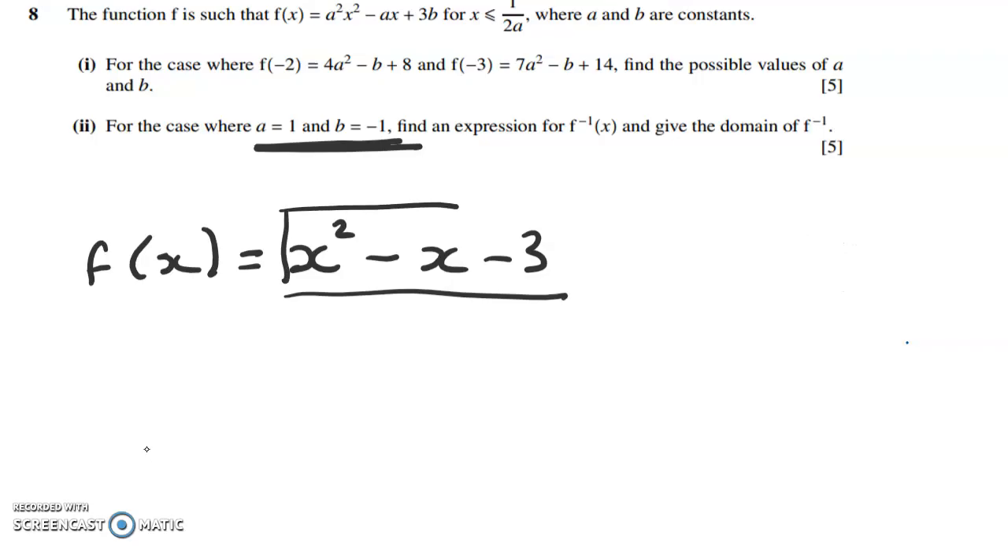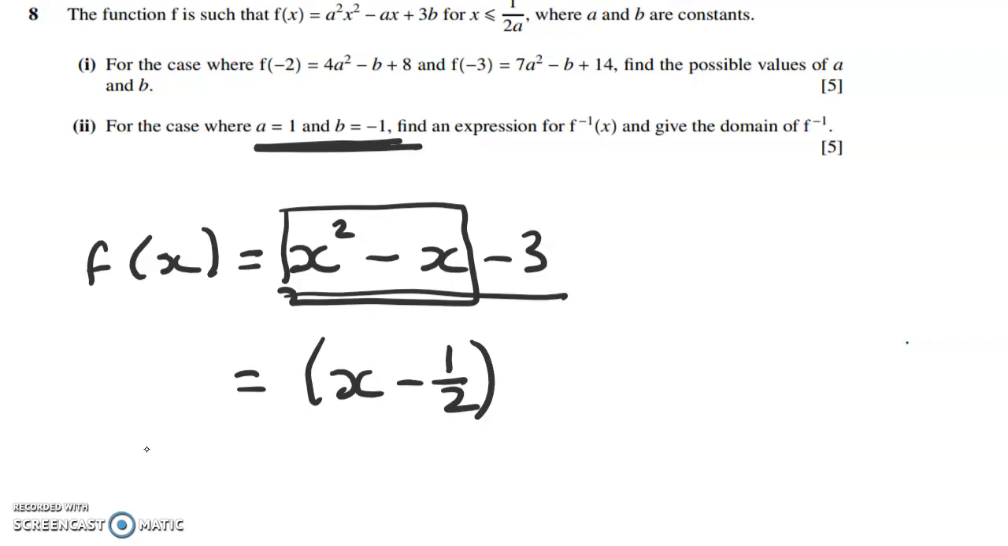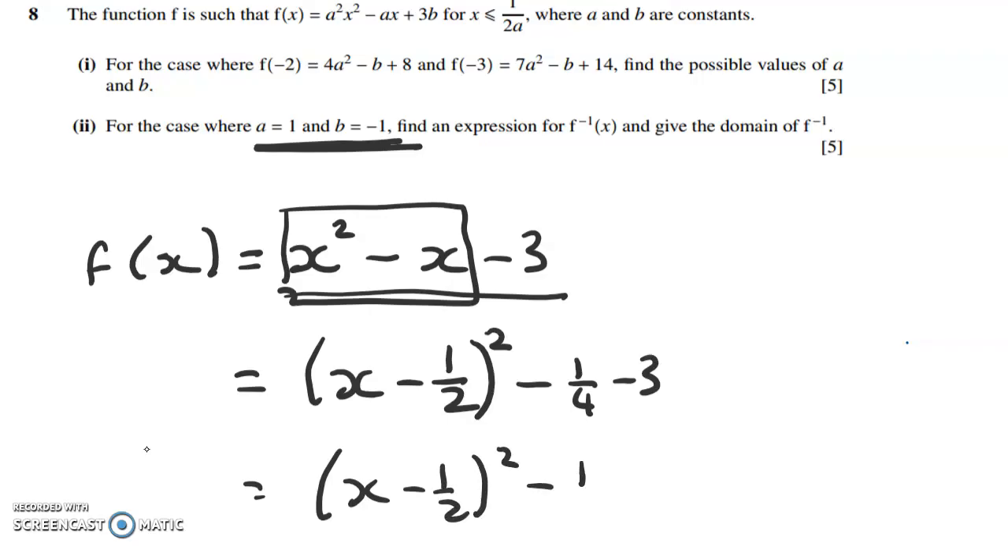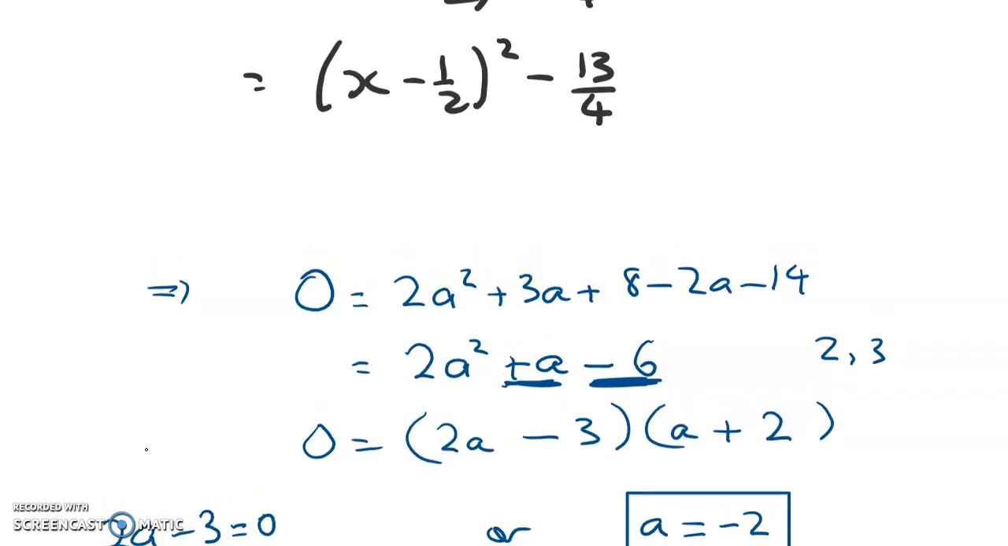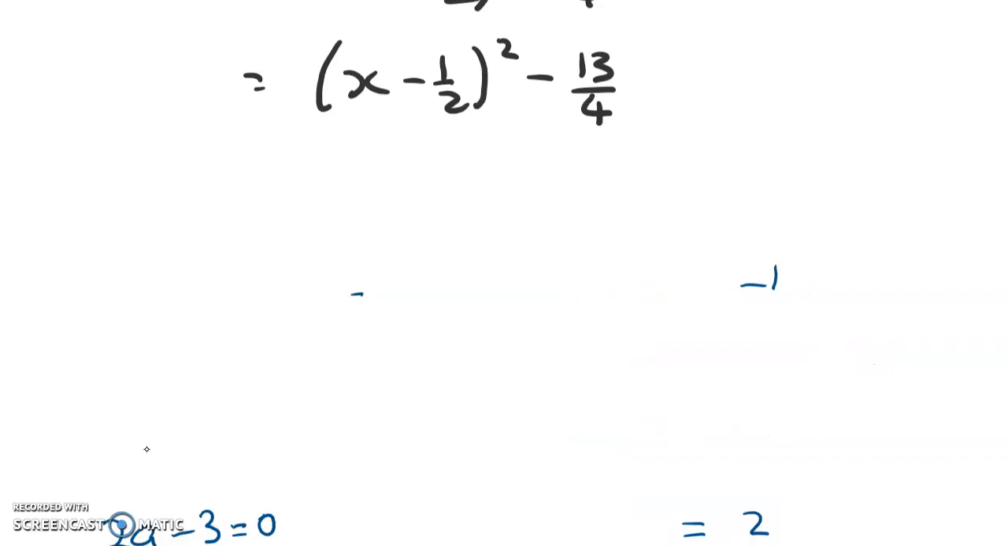Right, so at this stage of the year, you should be extremely confident with completing the square. If you're not, go watch the video I did on that and do lots of practice at it. It comes up all the time. So we've got x minus 1/2 squared minus 1/4 minus 3, which is x minus 1/2 squared minus 13 over 4. So that straight away gives me a whole lot of useful information about the domain and the range. We can sketch it, and then we can see why we've got the domain defined as it is.